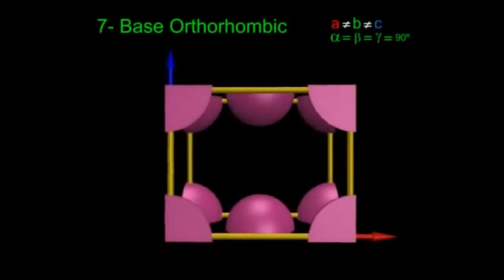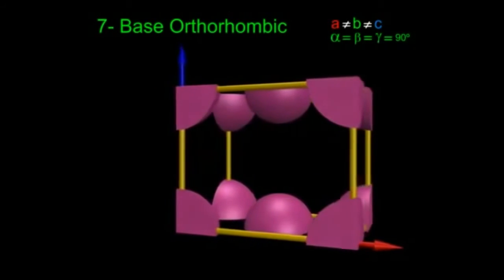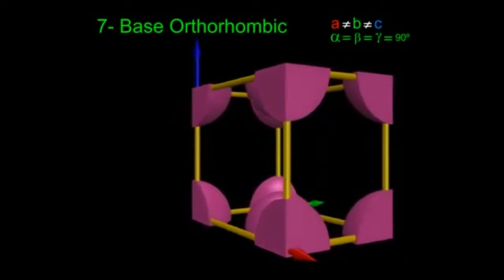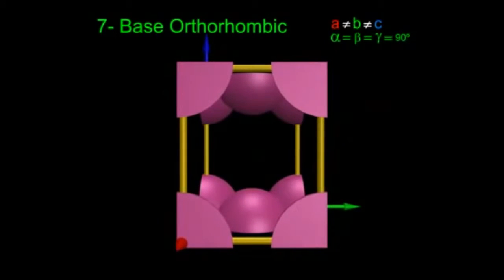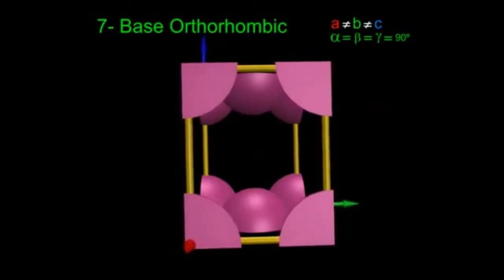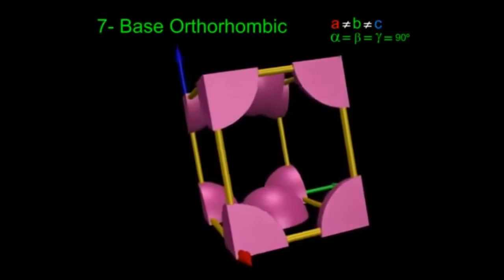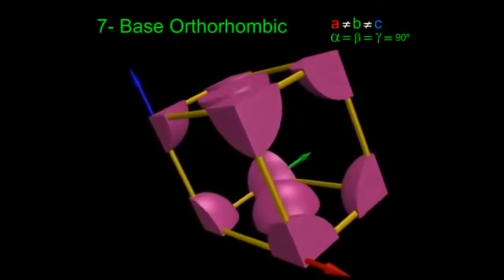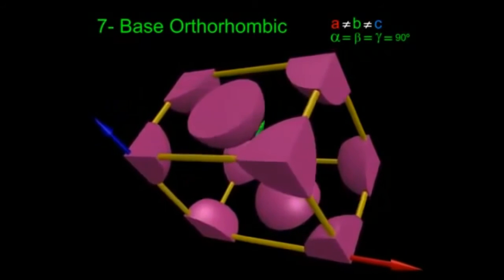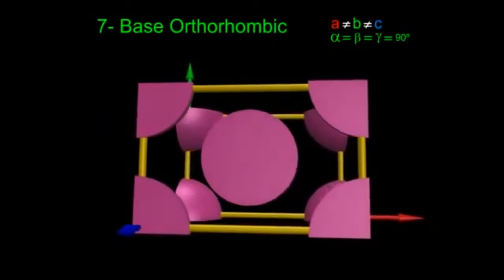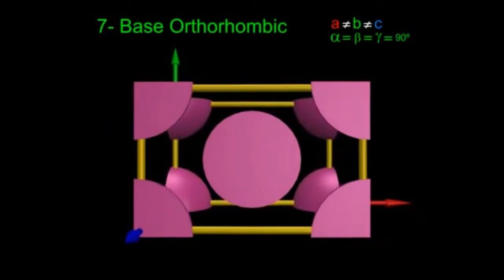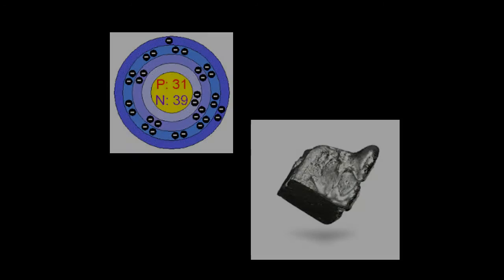Base-centered orthorhombic lattice is basically a rectangular prism and, like all lattices, has lattice points at the 8 corners of the unit cell plus additional points at the centers of two parallel sides of the unit cell. It has unit cell vectors A, B and C. In this case, the interaxial angles are found to be 90 degrees. The elements which exhibit this kind of lattice are chlorine, gallium and iodine.